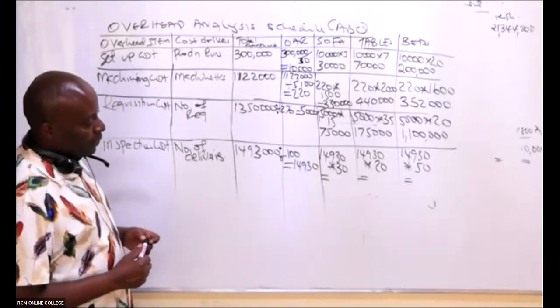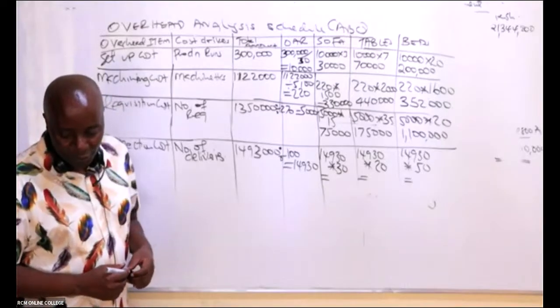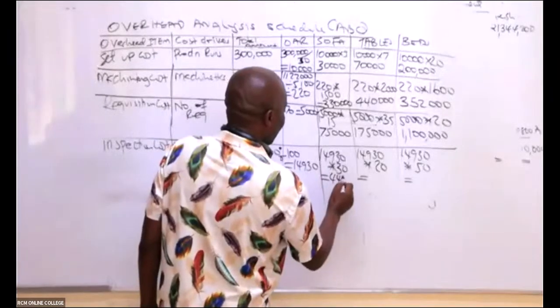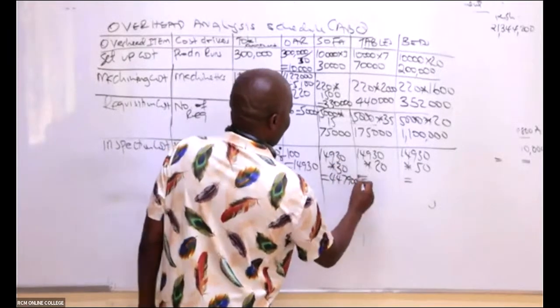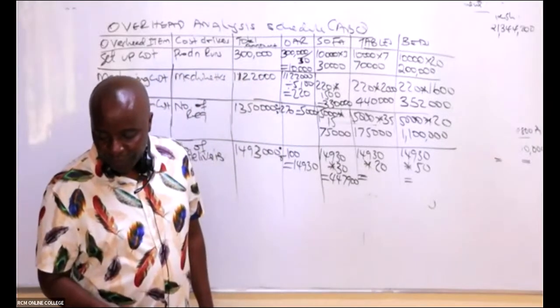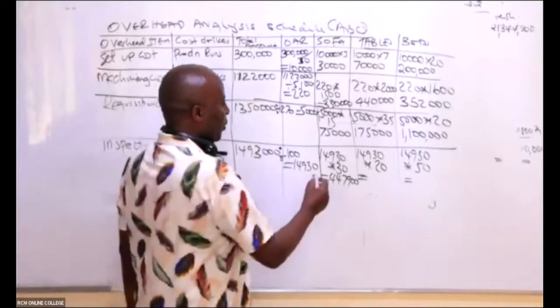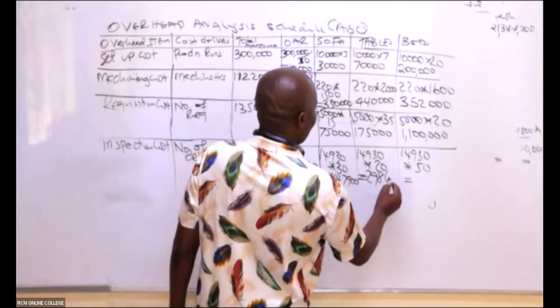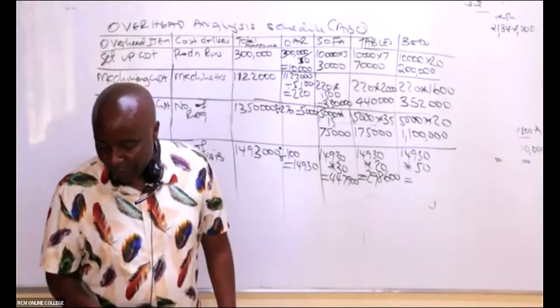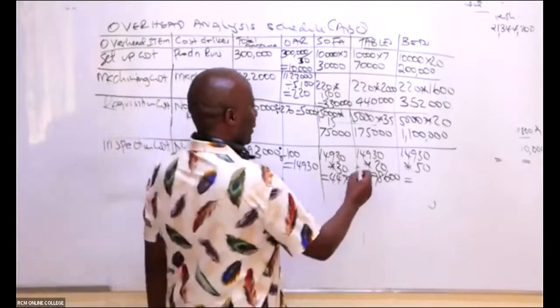So 14,930 times 30 gives me what figure at the end of the day? 447,900. Yeah. And then we have the second one, 298,600. The last one, 746,500. Thank you so much.